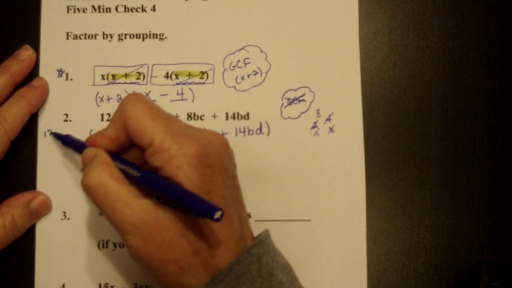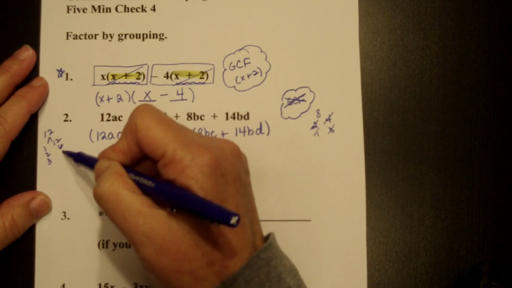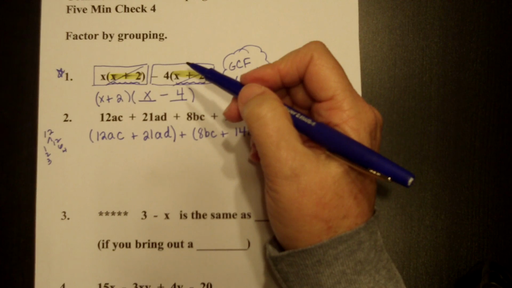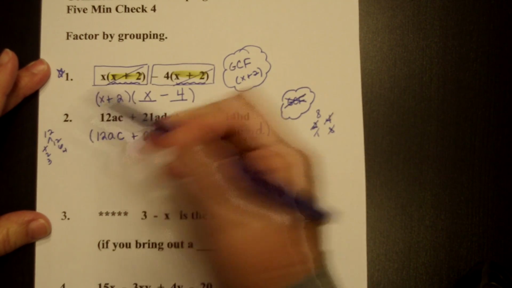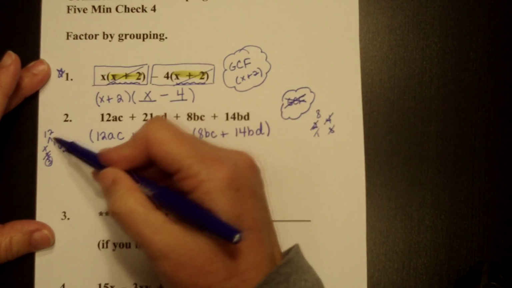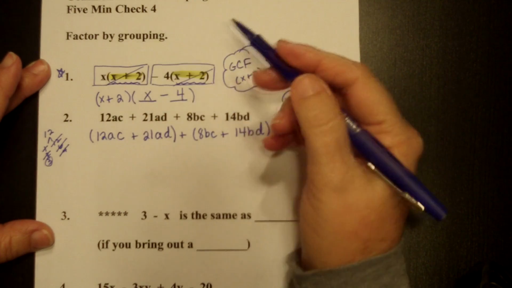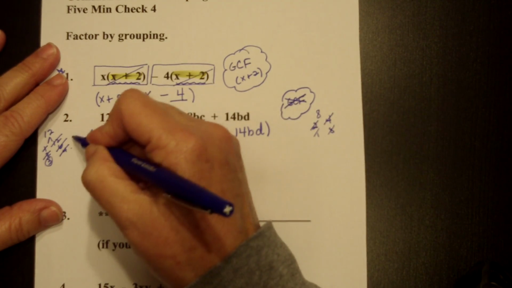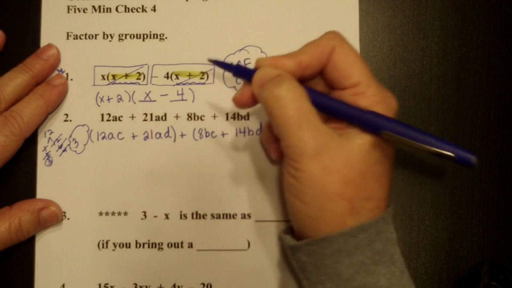So what are some numbers that go into 12? 1, 12, 2, 6, 3, and 4. All right. Do we have a number here that also goes into 21? Okay, 1 would, but we're not going to use 1. 2 would not. 3 would. 12 would not. 6 would not. And 4 would not. So it looks like the greatest common factor for this part is going to be a 3. So in this little parentheses, the GCF is a 3.